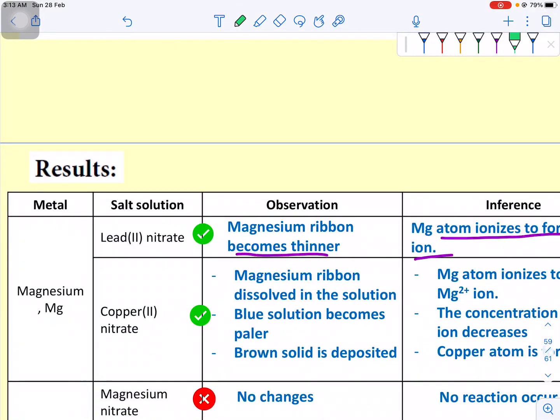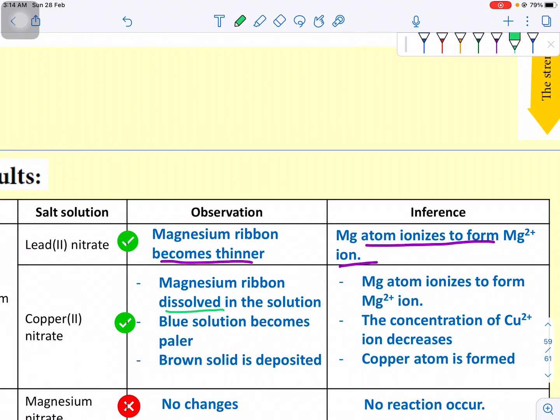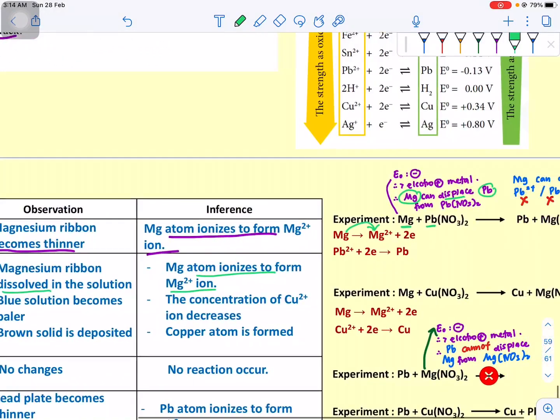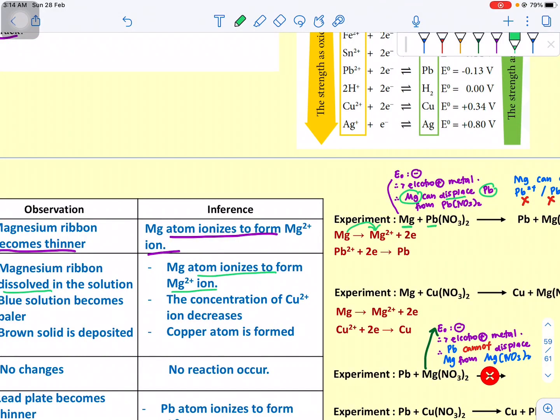And then the second one, magnesium and copper nitrate, also reaction occur, displacement occur. So bila displacement occur, magnesium akan dissolve ataupun become thinner. Okay, why is become thinner? Because magnesium atom sama juga, dia berjaya ionize menjadi magnesium ion. Kenapa dia boleh ionize? Reason yang sama, because E-node magnesium is more negative. So magnesium akan jadi more electropositive metal. Bila more electropositive, dia akan lagi power. So bila power, dia boleh tendang Cu keluar.